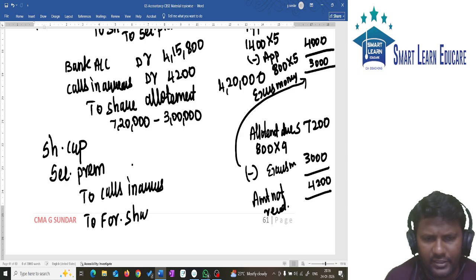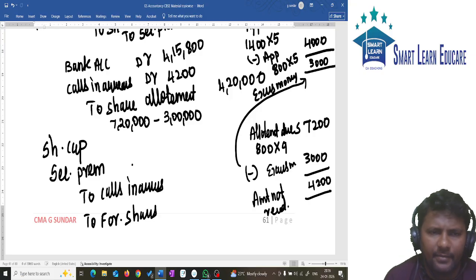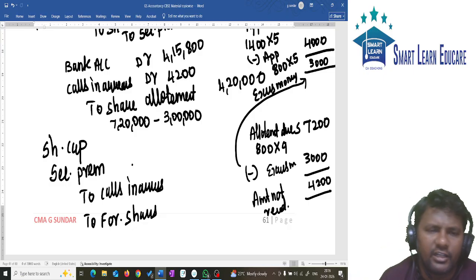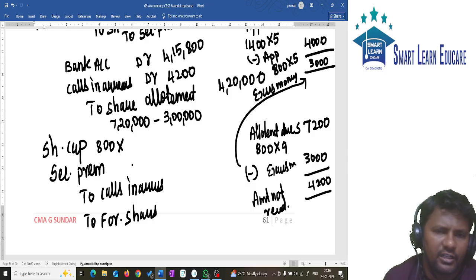Two forfeited shares. How much is share capital? Share capital should be debited with... He has applied for 1,400 shares. We have allotted him only 800 shares. A company can forfeit only how many shares? 800 shares. 800 shares into 10 fully called up.